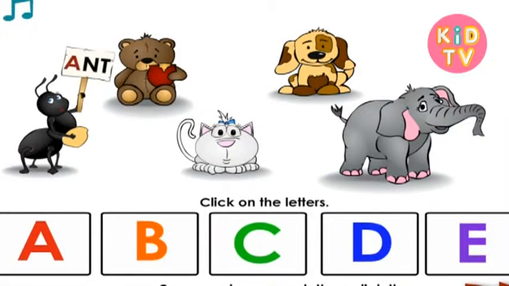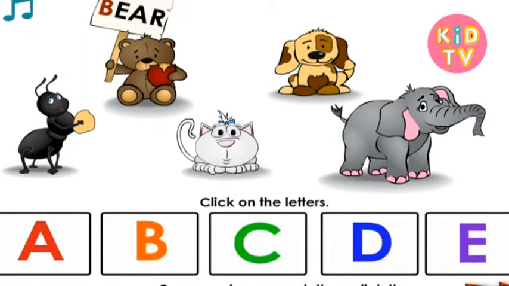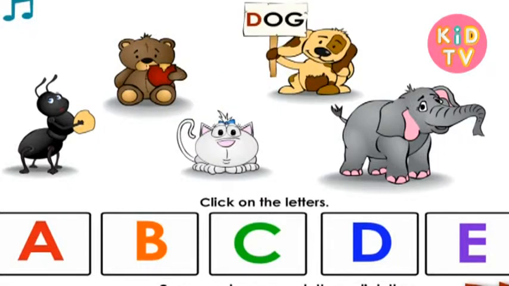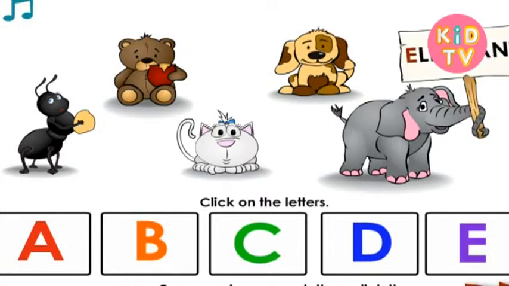A. Ant begins with A. B. Bear begins with B. C. Cat begins with C. D. Dog begins with D. E. Elephant begins with E. Next page.